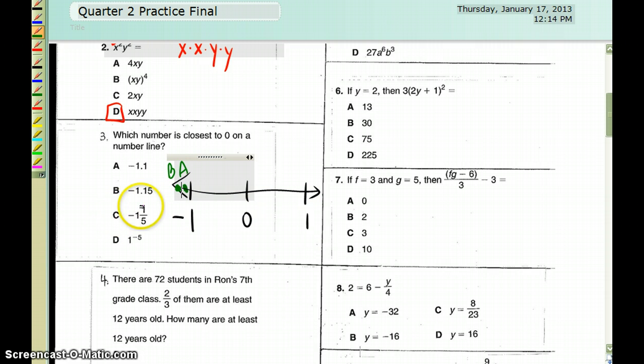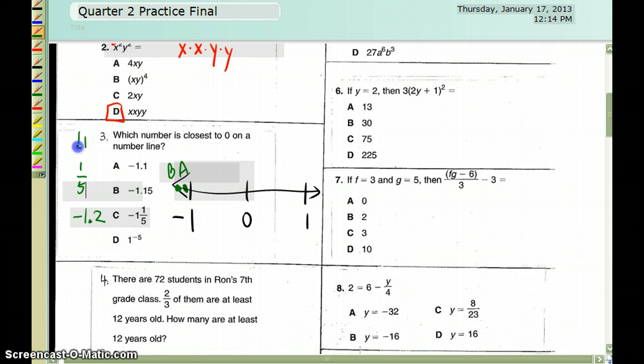And then C, negative 1 and 1/5 is the same as negative 1.2, and I get the 0.2 because I take 1/5 and I divide it. The number on the top goes in the box. So 1 goes in the box, 5 outside. I need to add a decimal and a 0, and so 10 divided by 5 is 0.2. And so negative 1.2, that would be over here next to B, but it's getting farther and farther away from the 0.